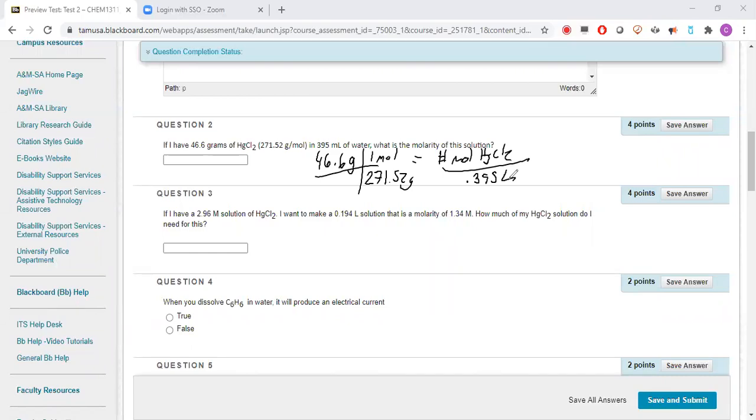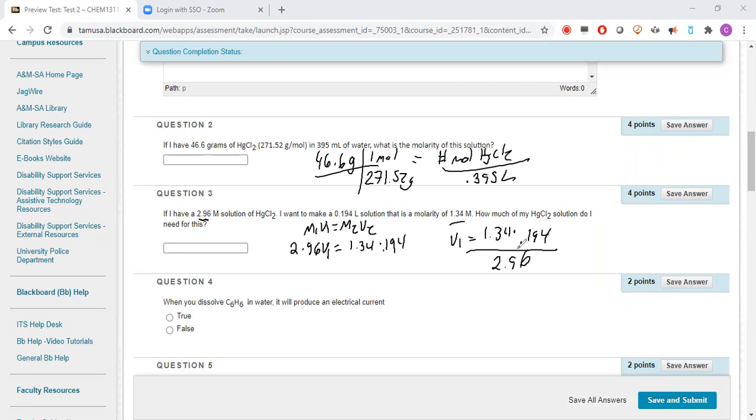So 3, if I have a 2.96 molar solution of mercury chloride, I want to make a 0.194 liter solution that has a molarity of 1.34. How much do I need? So this is dilution. We are diluting 2.96 to 1.34. So that's M1V1 equals M2V2. So I have 2.96. I want to make 1.34 molarity, that is 0.194. How much of my original one do I need? So V1 equals 1.34 multiplied by 194 divided by 2.96.